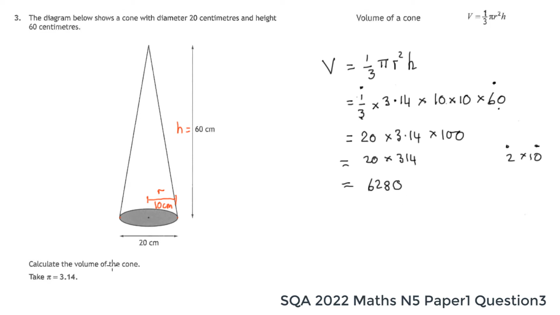6,280. Now it's a volume. Volumes are measured in little cubes. Everything's in centimetres here, so it must be centimetres cubed for that. So let's just check we've answered the question: calculate the volume of the cone, and we've done what they've told us, use 3.14. We're not to change it to litres or anything like that. So there's our final answer, 6,280 centimetres cubed.